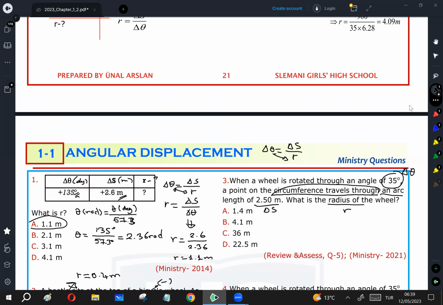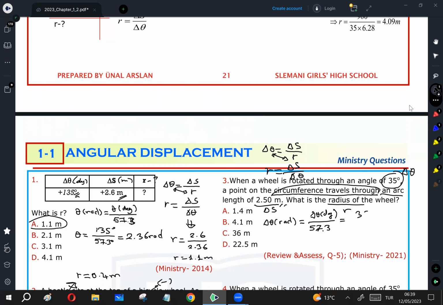So cross multiply, and R is going to be delta S over delta theta. Delta S is in meters, an SI unit, but delta theta is given as 35 degrees, which is not an SI unit. We should convert 35 degrees to radians first. The angular displacement in radians, the easy and most practical way, is to divide the angular displacement in degrees by 57.3, which is equal to 1 radian.